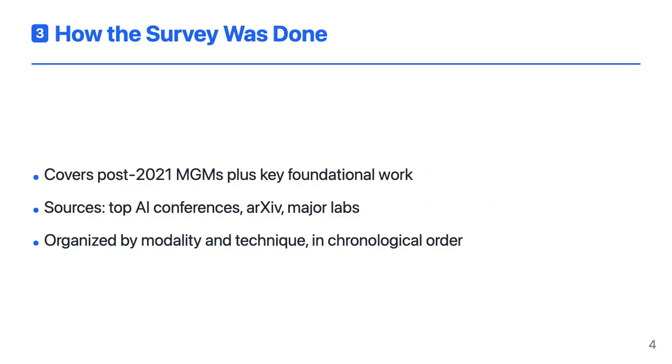To build this map of the field, the authors focused mainly on work published after 2021, but they also include earlier, foundational models when they introduce crucial ideas. They pulled from major conferences like NeurIPS, CVPR, ACL, and ICML, as well as influential arXiv preprints from labs such as OpenAI, Google DeepMind, Microsoft, Meta, NVIDIA, and DeepSeek. The survey is structured by output modality and by technique, and within each section, models are presented chronologically, so you can see how ideas evolve over time.